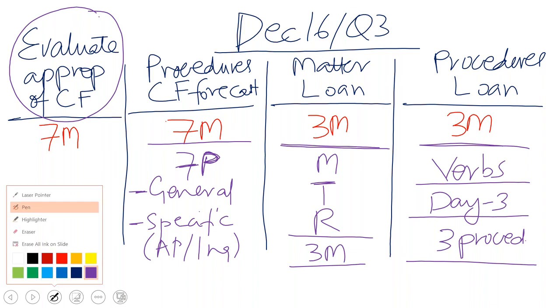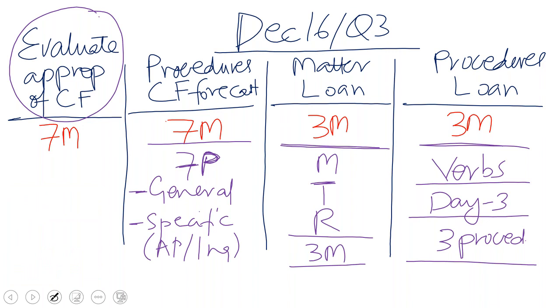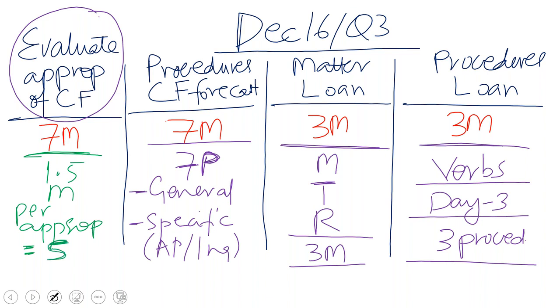So every time the examiner asks you to evaluate the appropriateness, it carries 1.5 marks per appropriateness. So how many evaluations should we do for 1.5 marks? How many evaluations? Yes, approximately 5 evaluations. Is that clear?